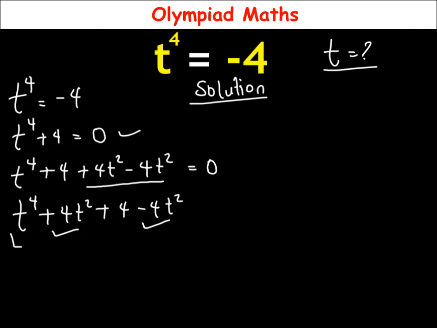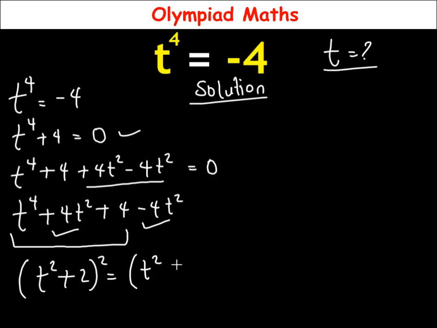Looking at from t to the power 4 up to plus 4, this is in the form of t squared plus 2 all raised to the power 2. Because if you multiply t squared plus 2 in two places, you have in brackets t squared plus 2 all multiplied by t squared plus 2.